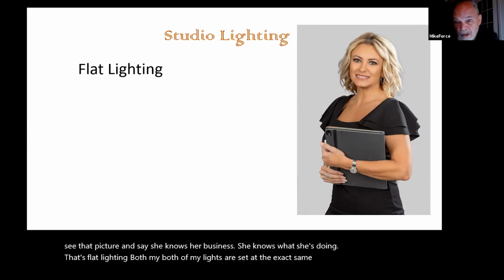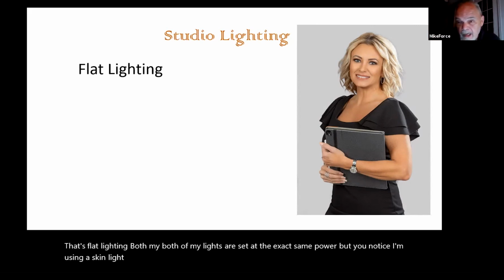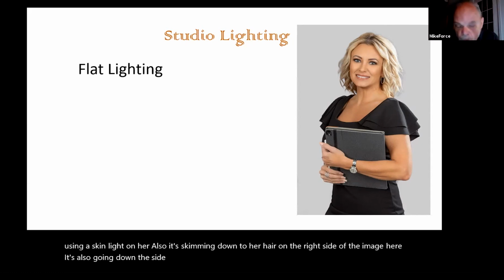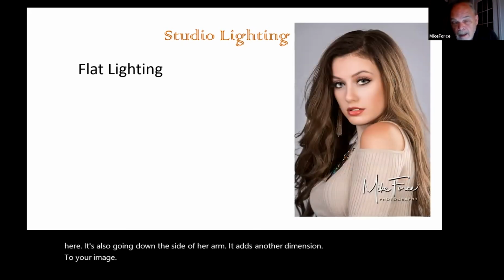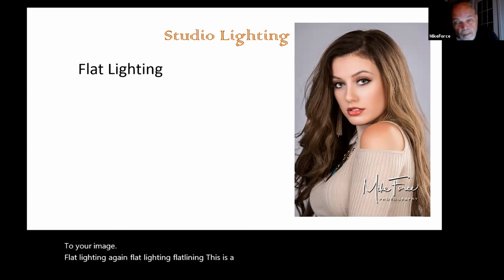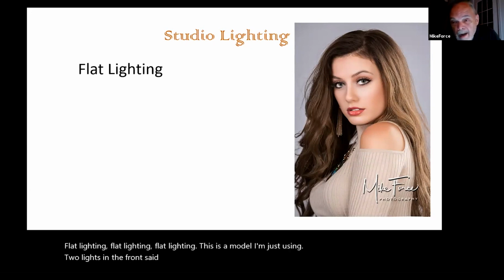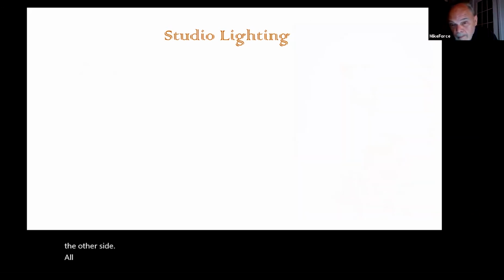But you notice I'm using a skim light on her also. It's skimming down her hair on the right side of the image here. It's also going down the side of her arm. It adds another dimension to your image. Flat lighting again. This is a model. I'm just using two lights in the front, set the same, and I've got the skim light hitting the side of her hair on the other side. All these things I've run through Photoshop.